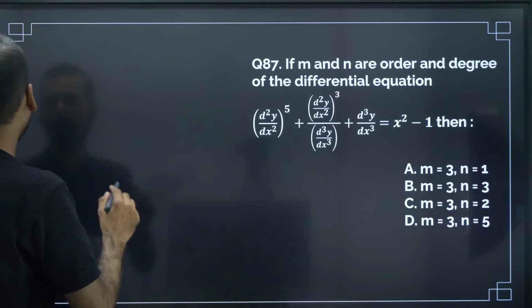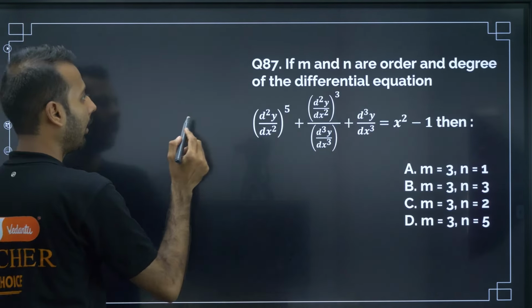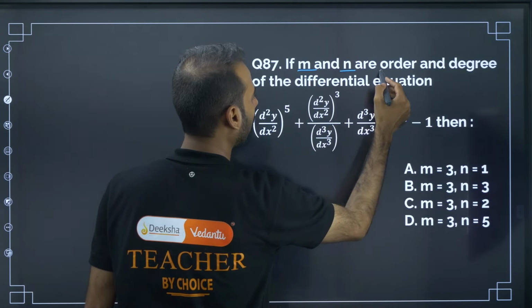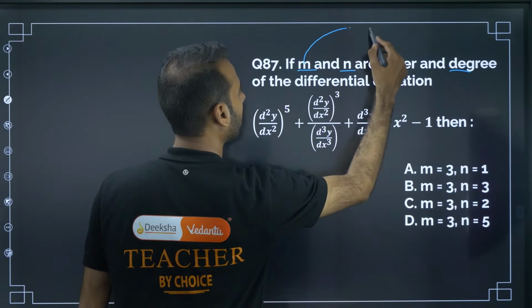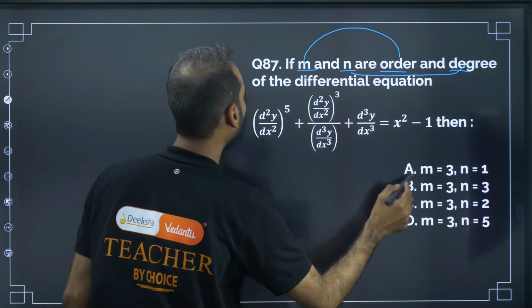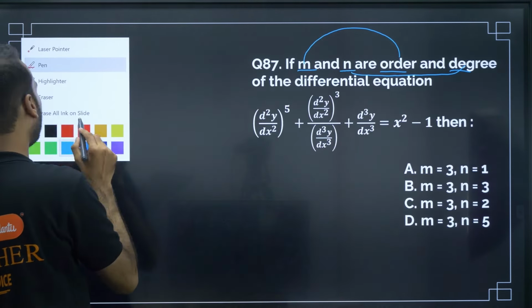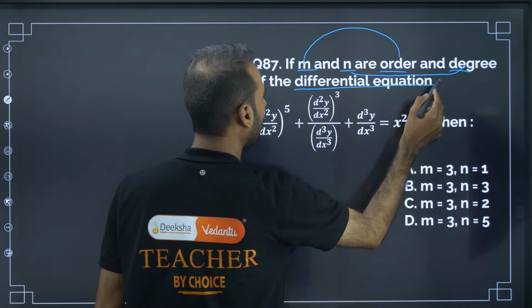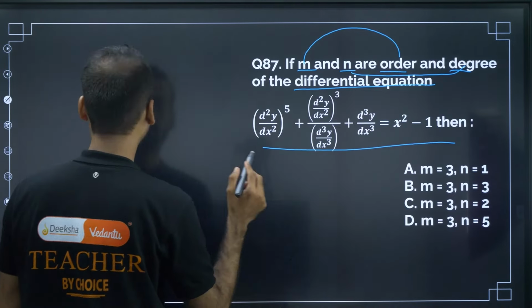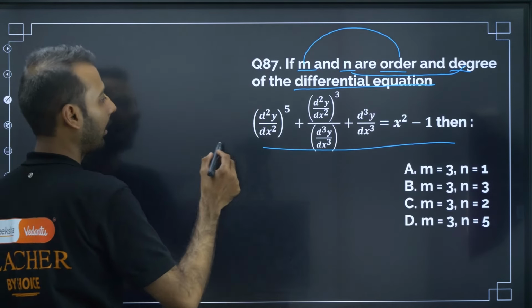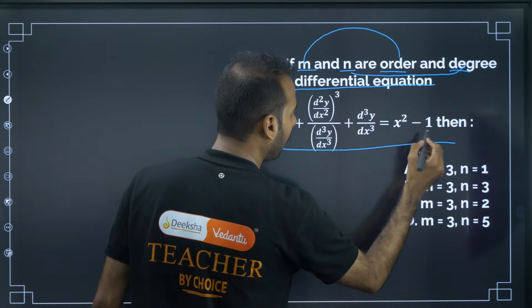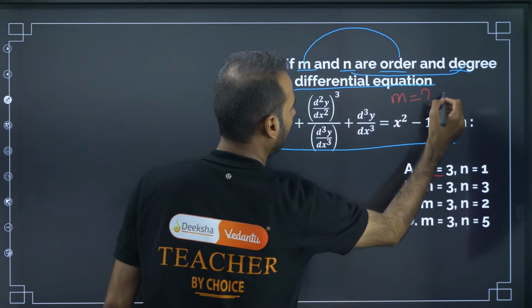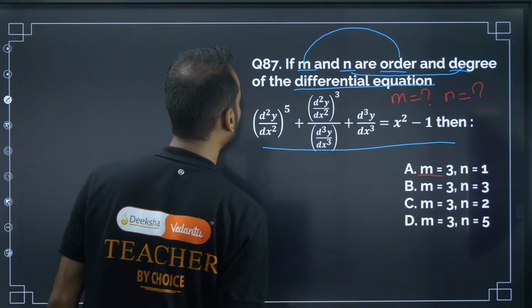If m and n are the order and degree, m is the order and n is the degree of the differential equation. One differential equation they have given. Then what are they asking? They are asking to find m and n. So m and n we have to find.